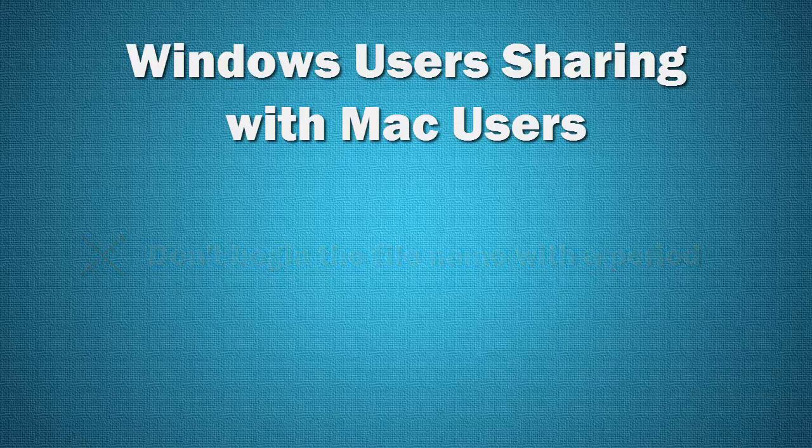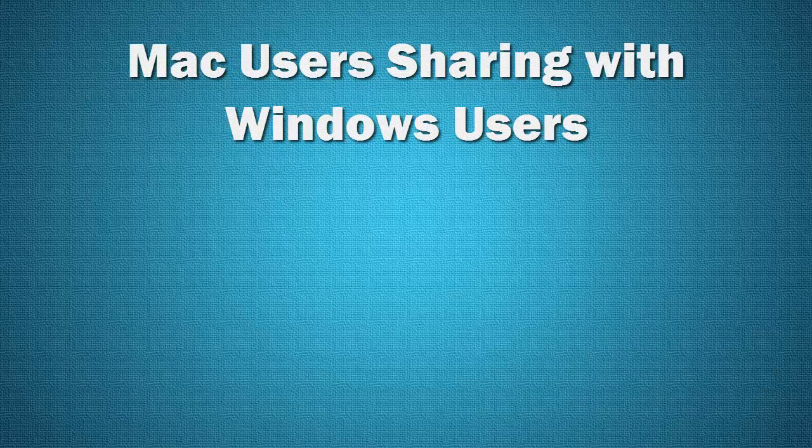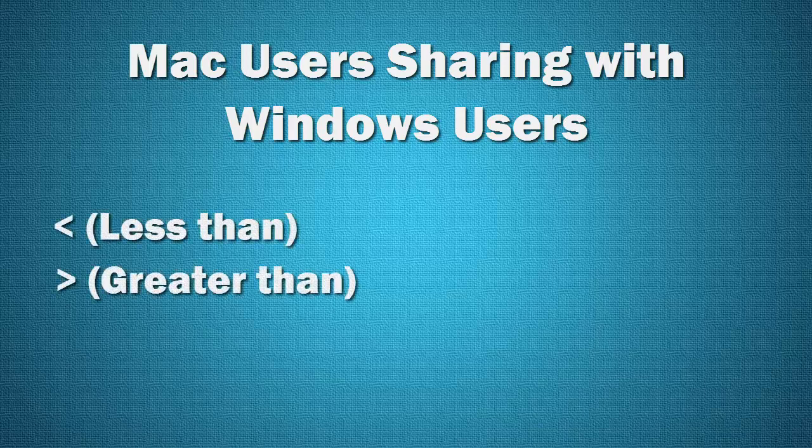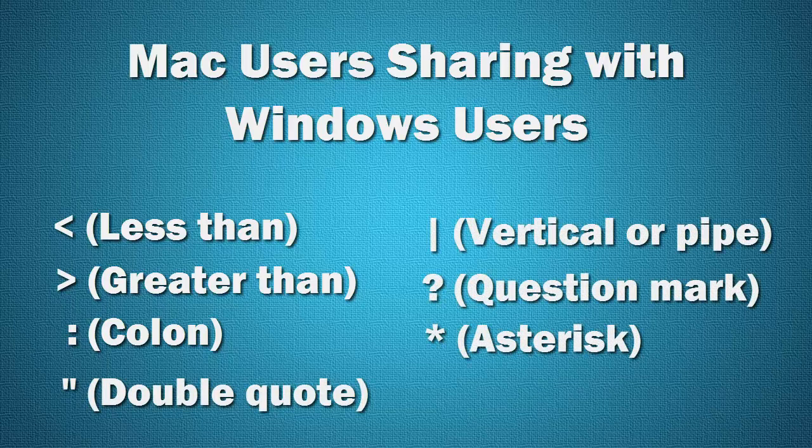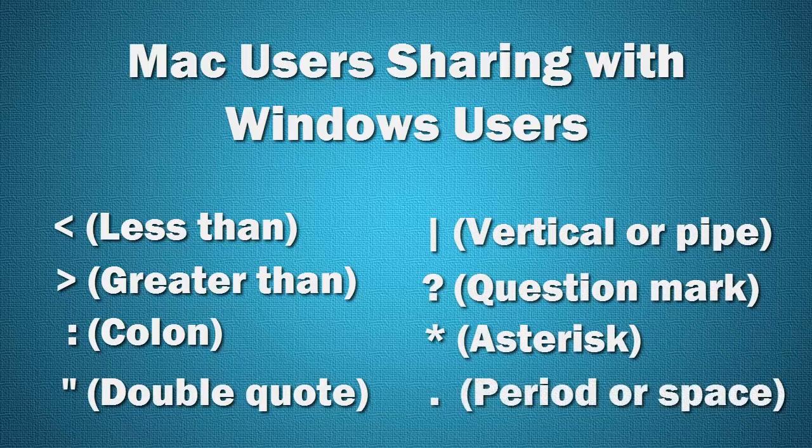However, if you are on a Mac and you're sharing to someone who is using a Windows-based computer, now there are 8 things that you need to avoid if you're going to share to someone who is on a Windows computer. Whether it's in the beginning or in the end or in the middle of the file name, this is still not going to work. So you have to avoid the less than, the greater than, the colon, the double quote, the vertical or pipe, the question mark, the asterisk, and a period or a space at the end of a file or folder name. So those are the things that you need to keep in mind.